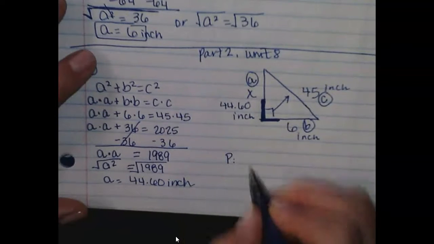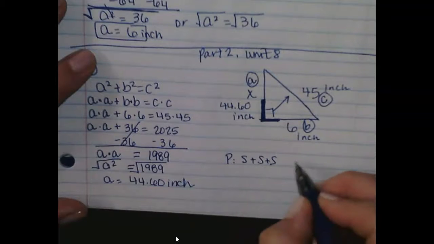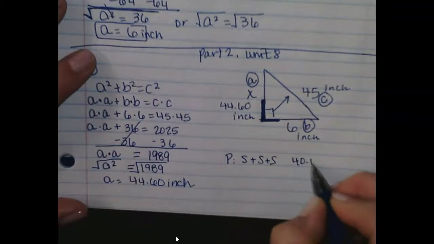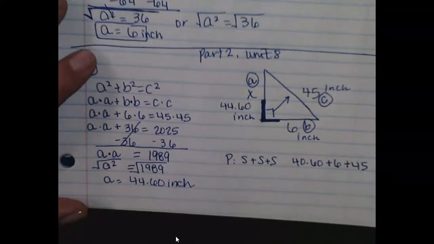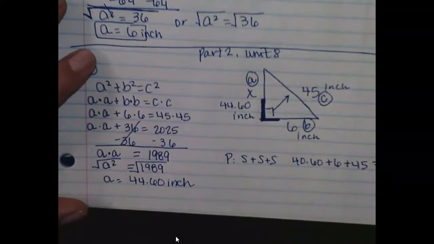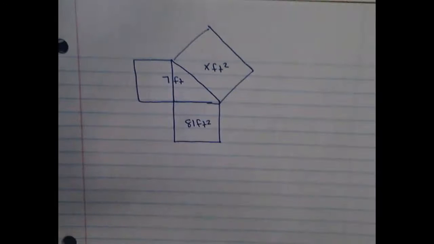Could you find the perimeter of that? How would you find the perimeter? Wouldn't that be side plus side plus side? So wouldn't that be 44.60 plus 6 plus 45? I think that's all perimeter is. Add all those numbers up. I get 95.60.